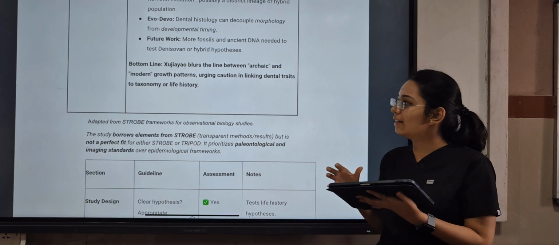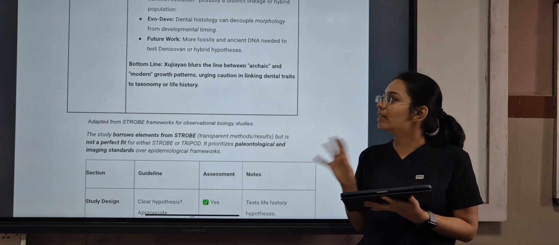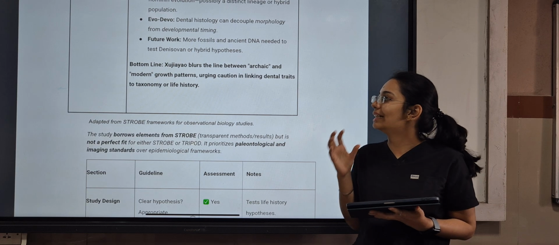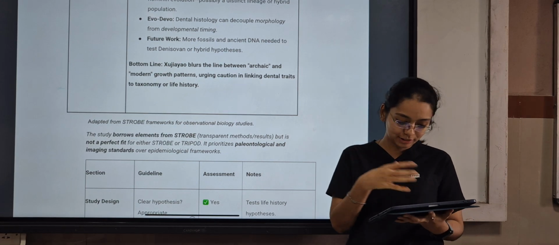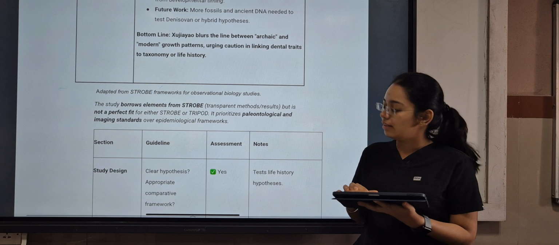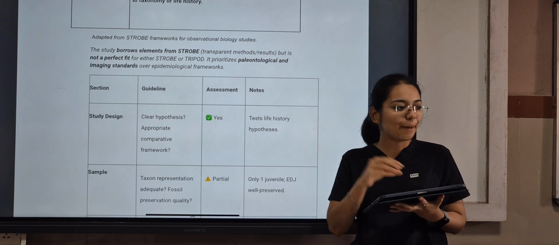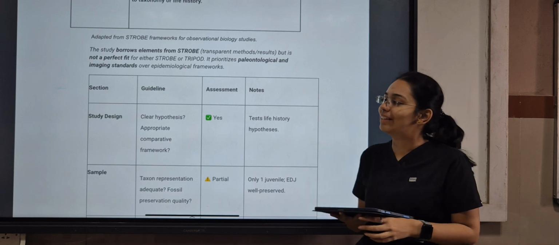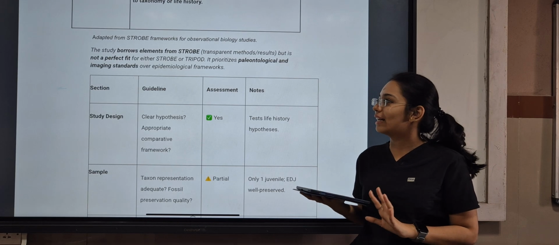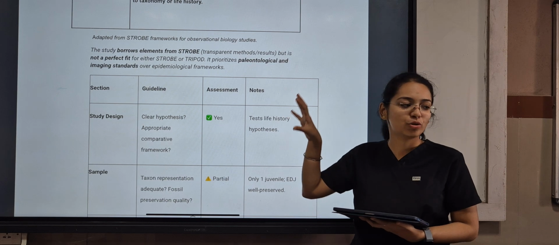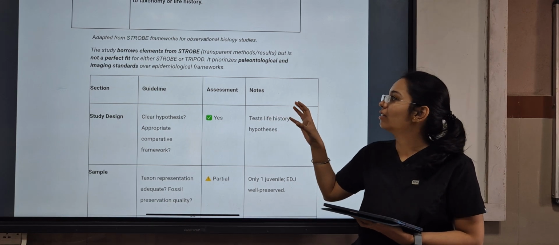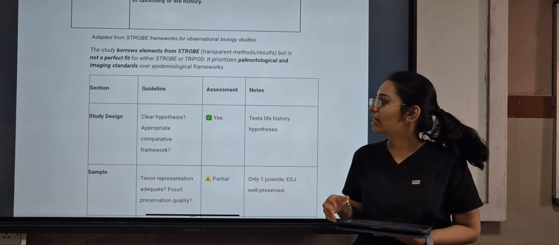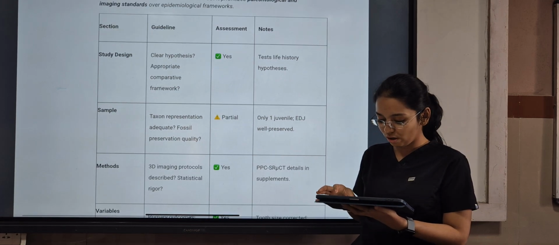So the bottom line is that this fossil blurs the line between archaic and modern growth patterns. It urges caution in linking dental traits to taxonomy or life history. So this study borrows some elements from STROBE, like the transparent methods and results, but it is not a perfect fit for STROBE or TRIPOD guidelines. TRIPOD is something we use for prediction studies, and so here it prioritizes paleontological and emerging standards over the epidemiological framework.